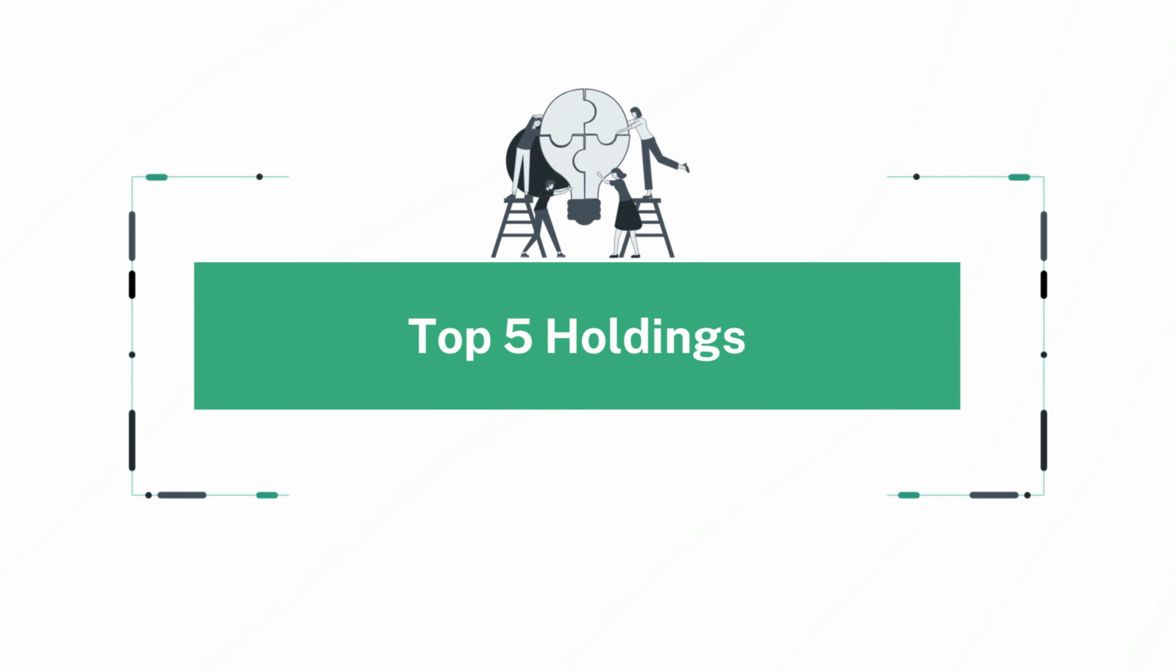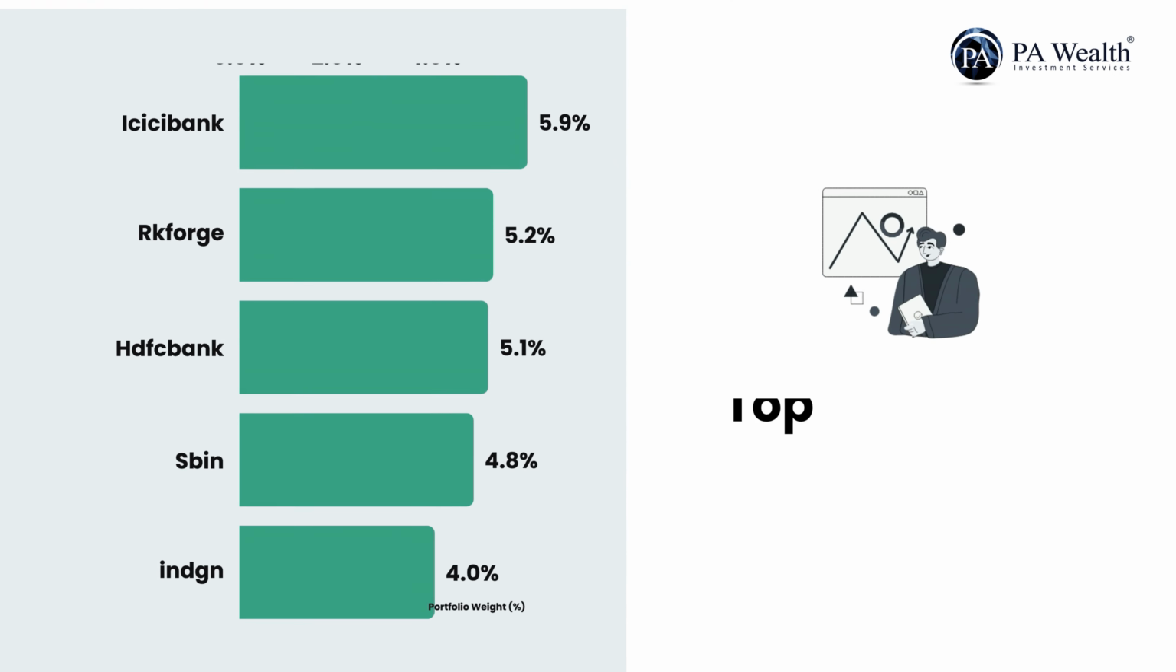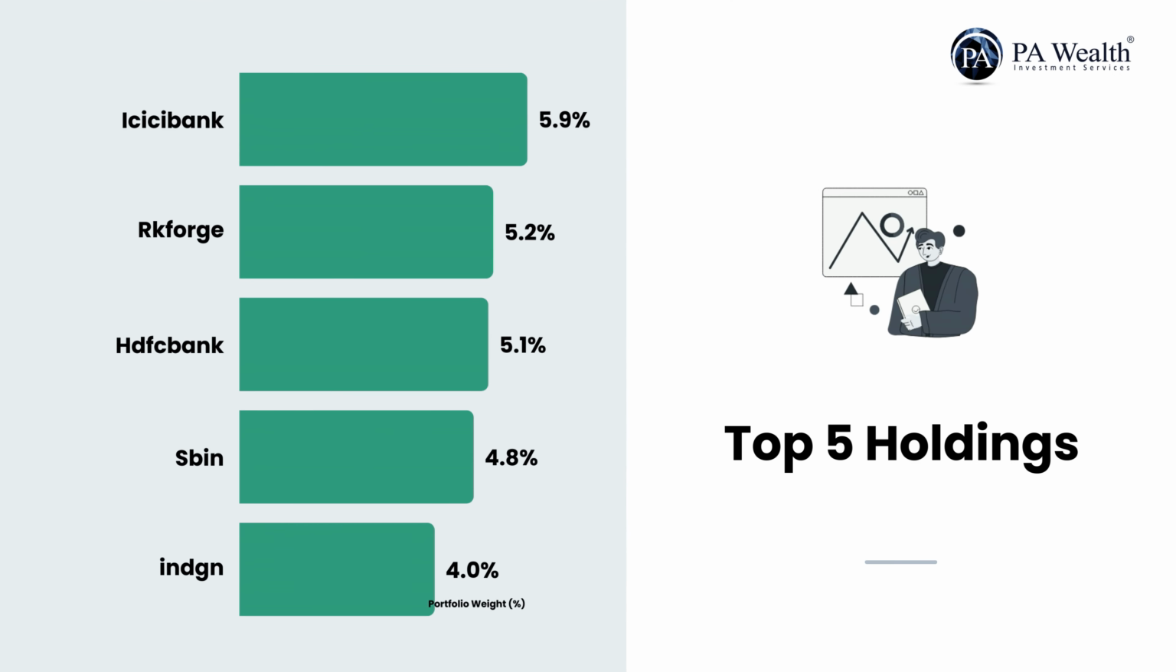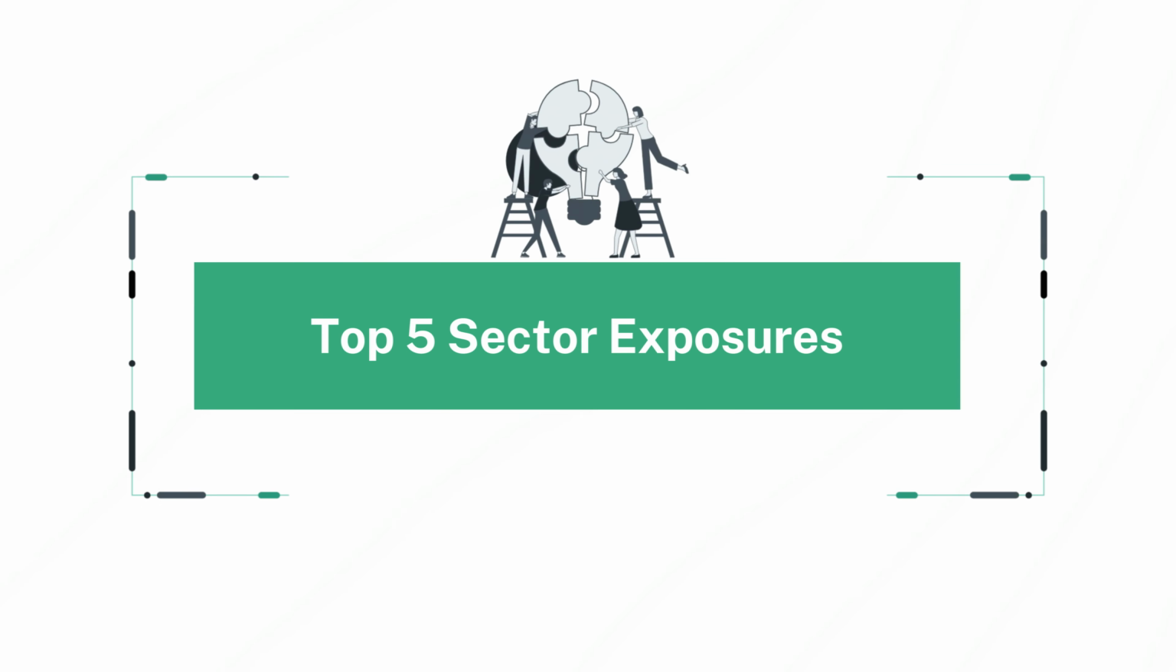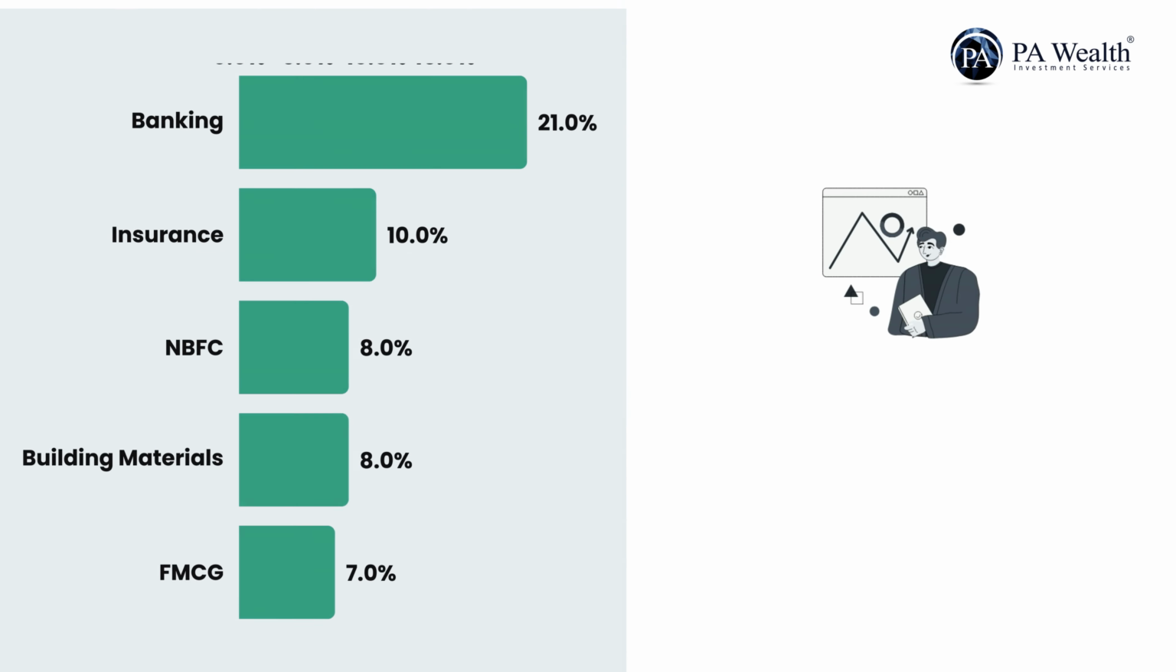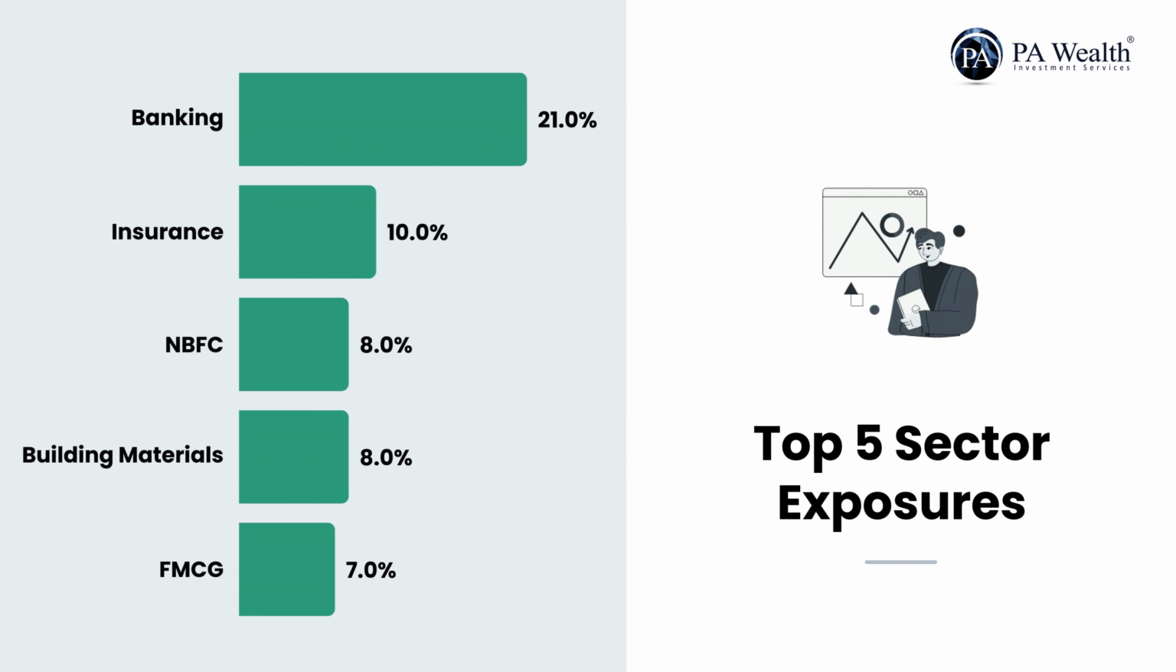Now, let's delve into the top 5 holdings of the fund. Here are the top 5 holdings of the Buoyant Opportunities Strategy. These are ICICI Bank Limited, Ramkrishna Forgings Limited, HDFC Bank Limited, State Bank of India Limited, and Indegene Limited. Let's now look at the top 5 sector exposures. Here's a breakdown of its top 5 sector exposures, which includes banking, insurance, NBFC, building materials and FMCG.